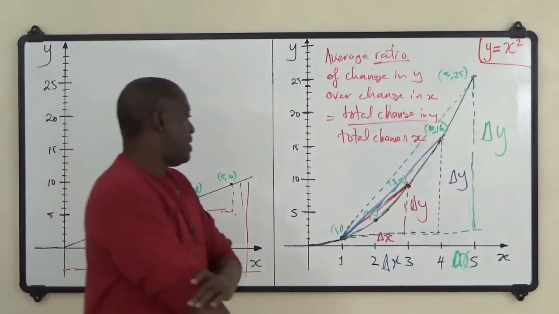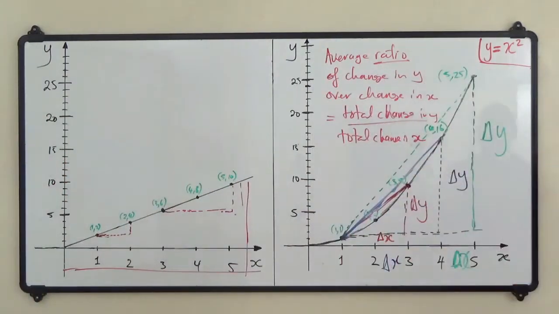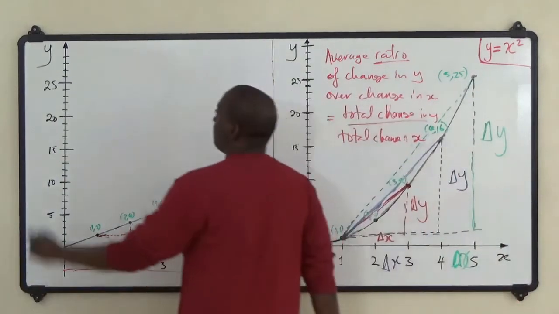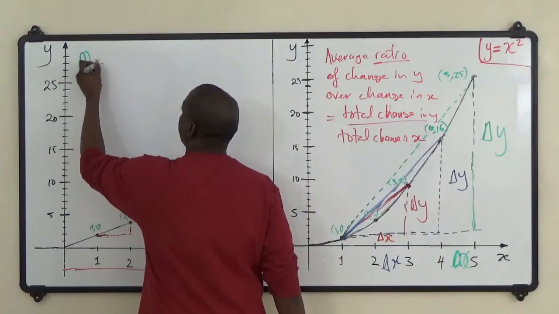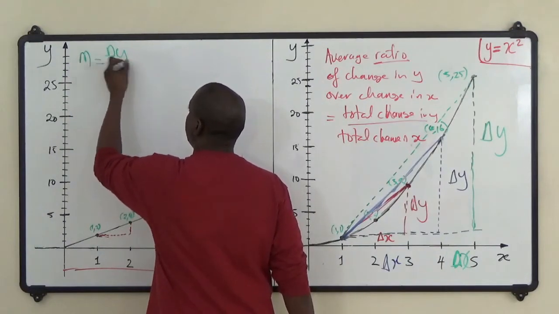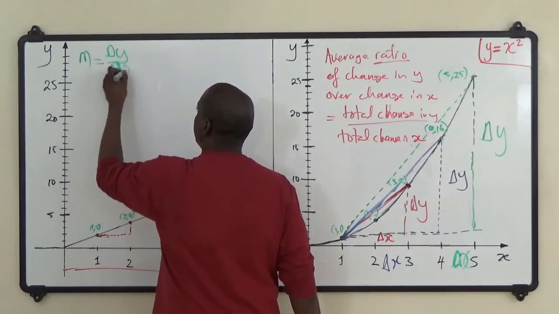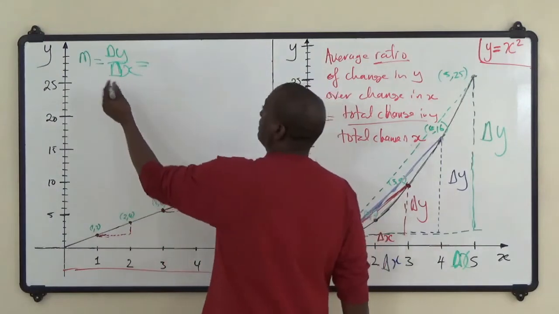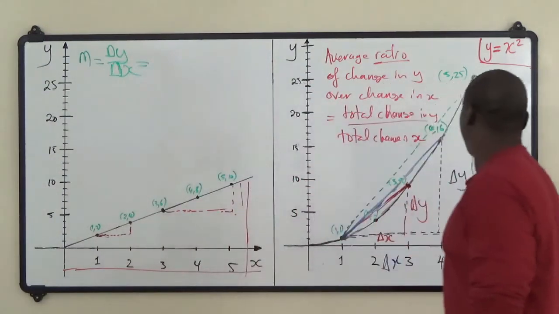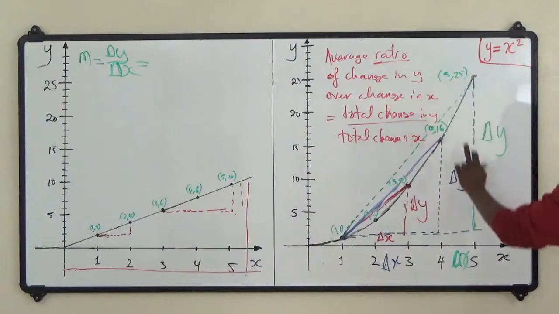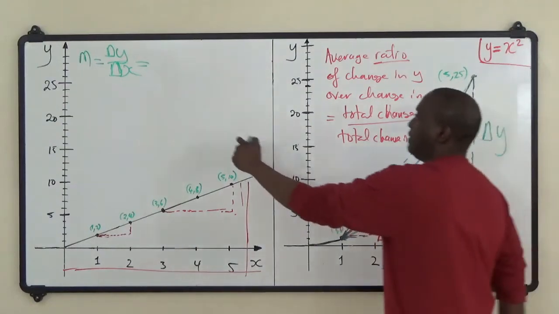So the gradient in green. The gradient in green is the change in y over the change in x. The m in green is the change in y over the change in x, y2 minus y1.